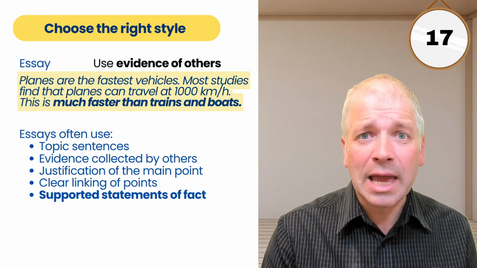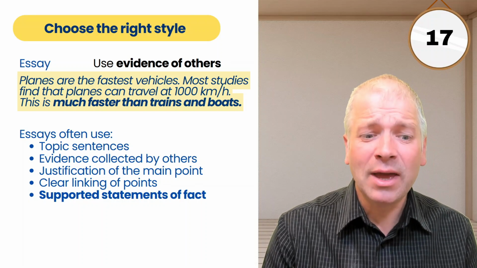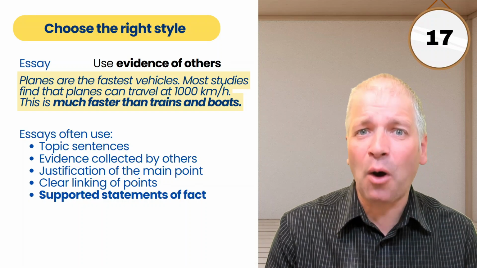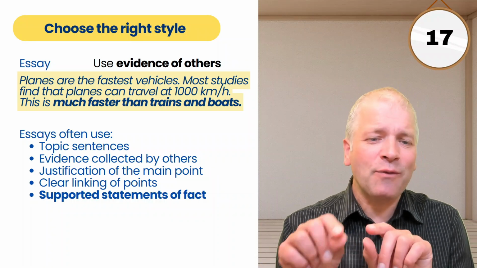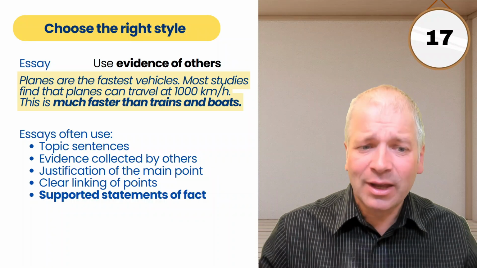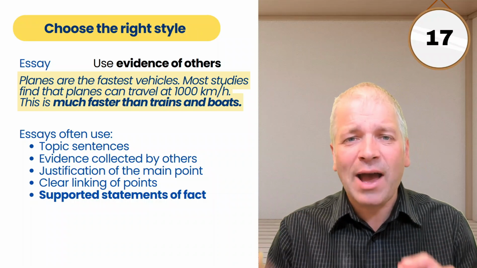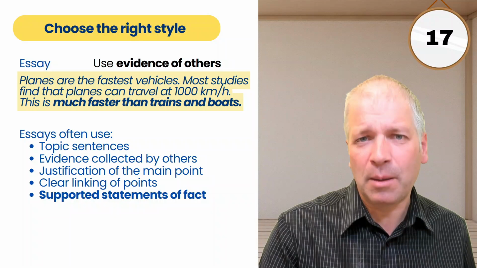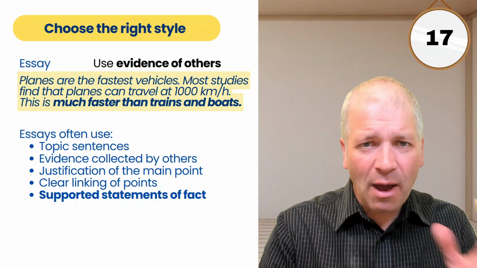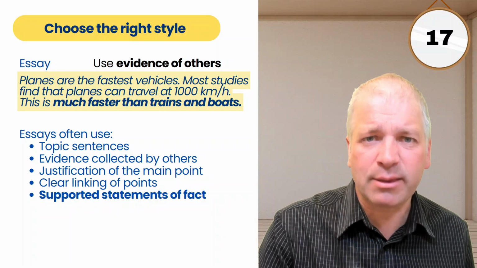The overall aim of an essay paragraph is supported statements of fact. So this paragraph ends with a statement of fact. This is much faster than trains and boats, but you can see that this fact is supported by what's come before. So that's a very quick, simple look at an essay paragraph.